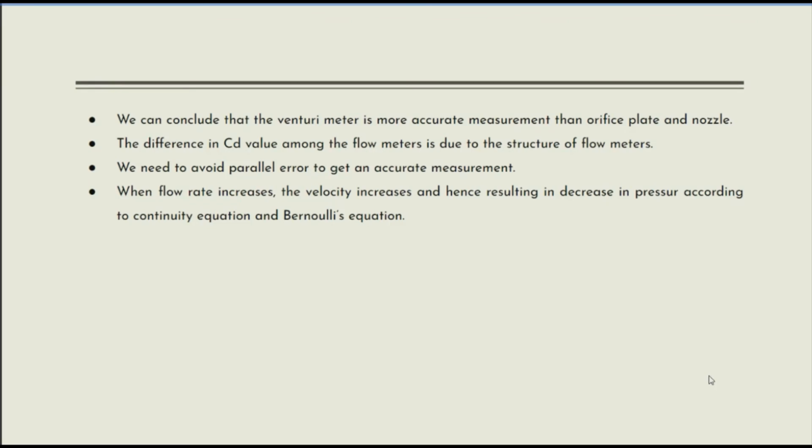The difference in CD value among the flow meters is due to the structure of the flow meters. When there is a sudden change of diameter in the flow meter structure, there will be a pressure drop. So we need to avoid the parallax error by ensuring the eyes are parallel with the water level to get accurate measurements. Runoff error also causes the difference in answers. So we need to repeat the calculations to get the accurate answer.